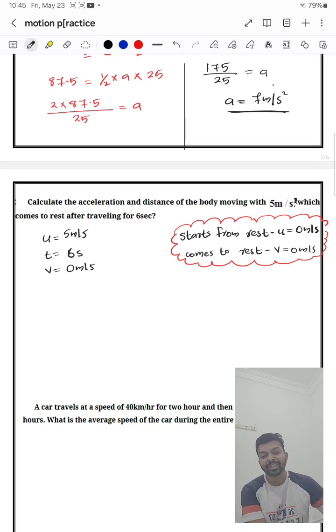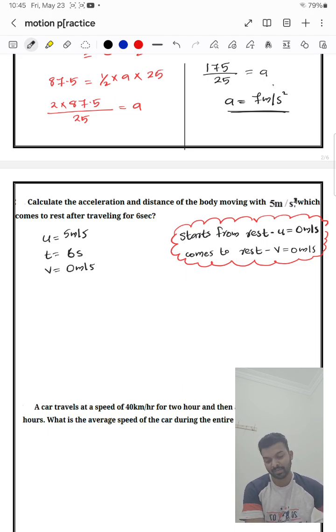See, understand one thing. I was actually confused here. The acceleration here will not be positive. Looking at the question, if the object wants to come to rest, then the acceleration should be negative, because an object coming to rest means the acceleration should be negative. Clear or not?